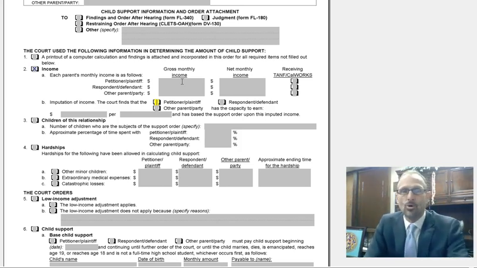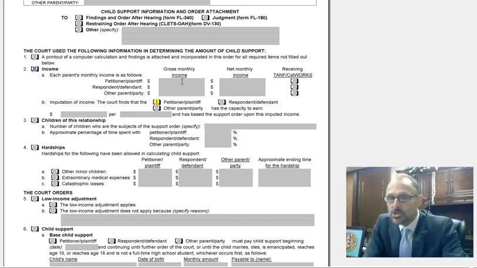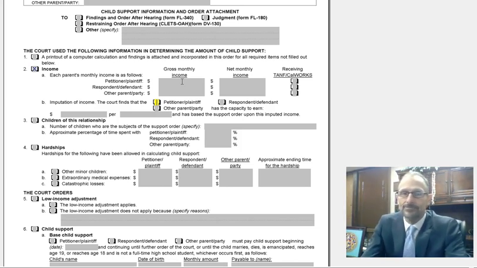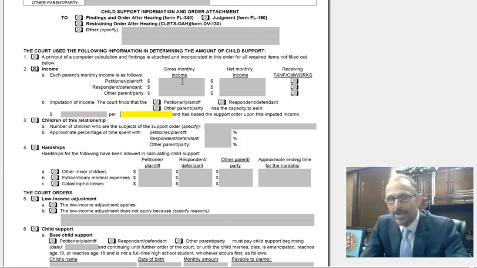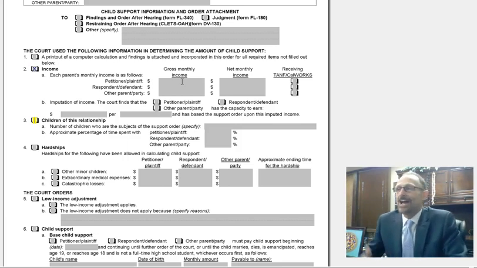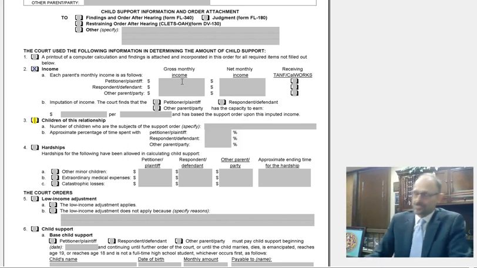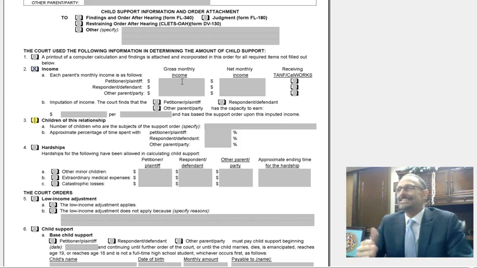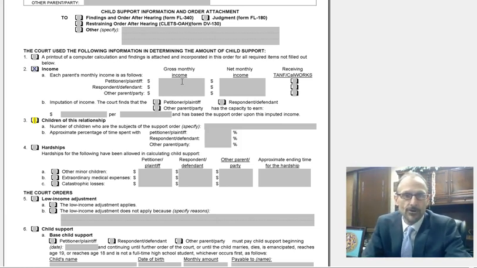Imputation of income B. The court finds that the petitioner or the plaintiff or the respondent or defendant has the capacity to earn, and then there's a blank for an amount per month or per week or per hour based on his support order, blah, blah, blah. Okay, now listen. Imputation of income is something that you're going to have to argue, and a judge is going to have to order. The judge has to make specific findings, has to make rulings in this area. So if you haven't been to court, this doesn't apply. This section doesn't apply to you anyway. All right, folks, moving on.